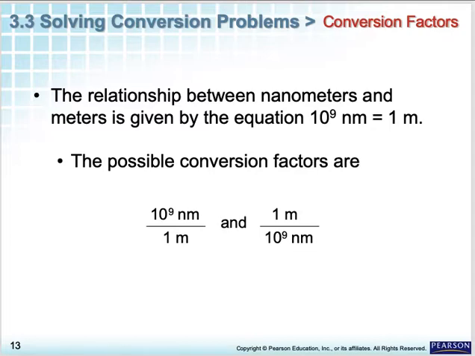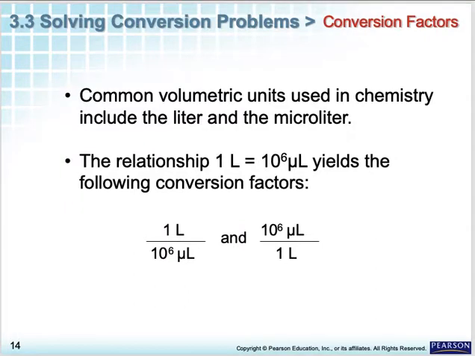We've talked about the metric system. So 1 times 10 to the 9th nanometers is equal to 1 meter, and we can use that as a conversion factor either way. We can also do the same thing with microliters to liters or liters to microliters.